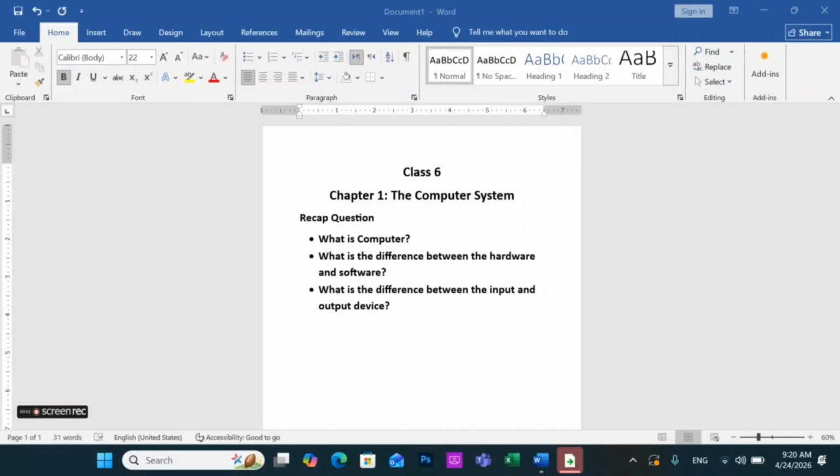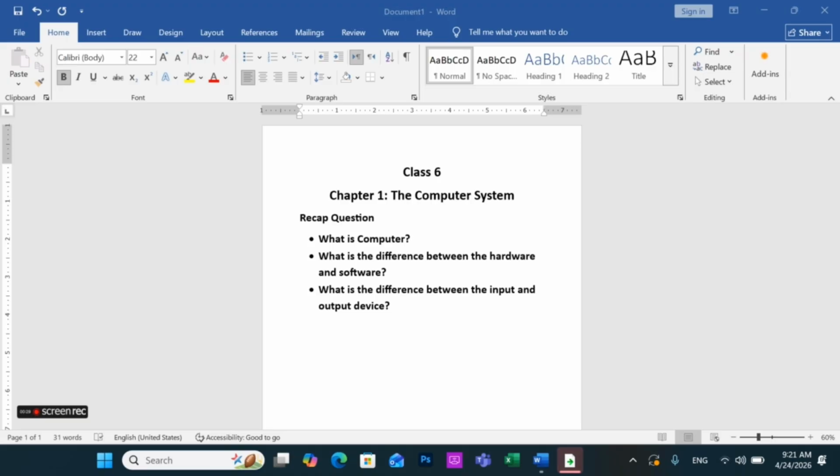Before starting today's lesson, let's recap from the previous lesson. We are learning chapter number one, and the name of chapter number one is The Computer System. In the previous lessons, we discussed what a computer is, and after that we learned about hardware and software, and then we discussed input and output devices.